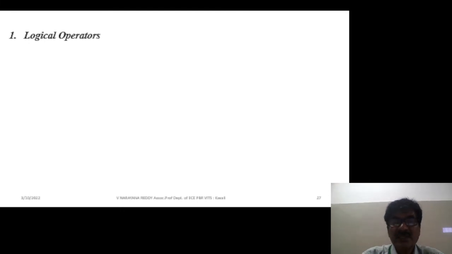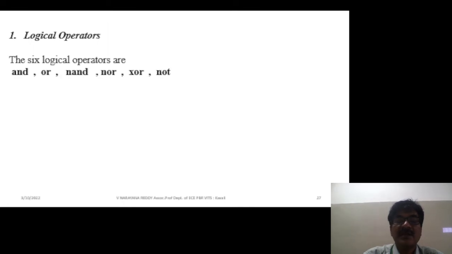So what are the different logical operators available in the VHDL language? Those are 6 logical operators. And actually, in switching theory and logic design we have seen 7 logic gates including XNOR, but the available operators are only 6, except XNOR. So AND, OR, NAND, NOR, XOR, NOT. Okay.